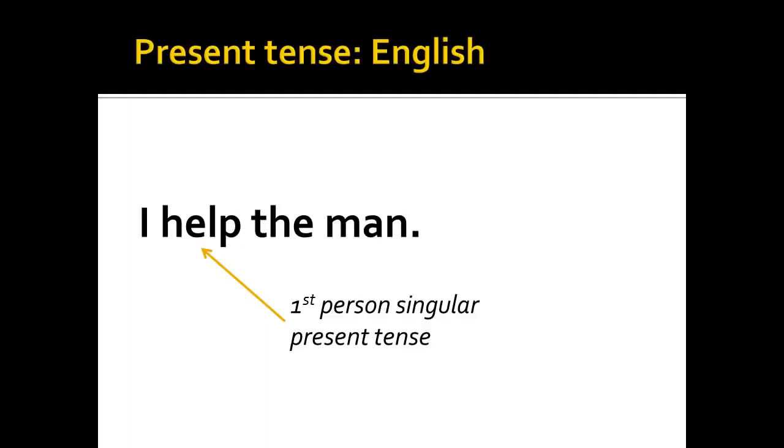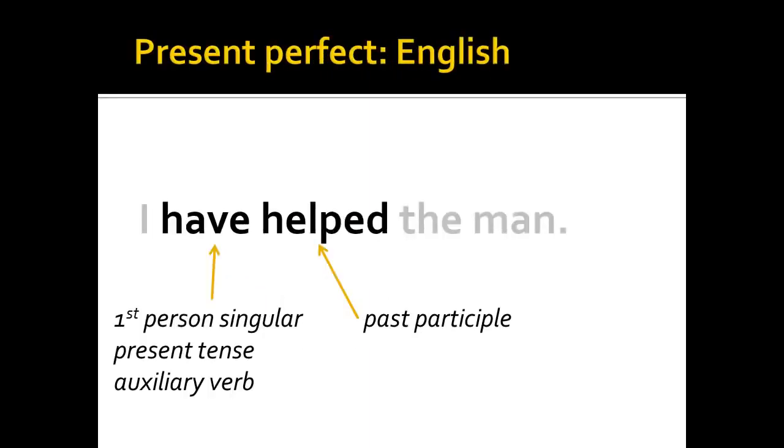Now, I can take this same sentence and change it into the present perfect tense by doing two things. First, I'm going to take the verb help and change it into a past participle, helped. Once I've changed it into the past participle, I still need something that agrees with the subject of the sentence, I. So, in this case, in English, I use the helping verb, the auxiliary verb, have.